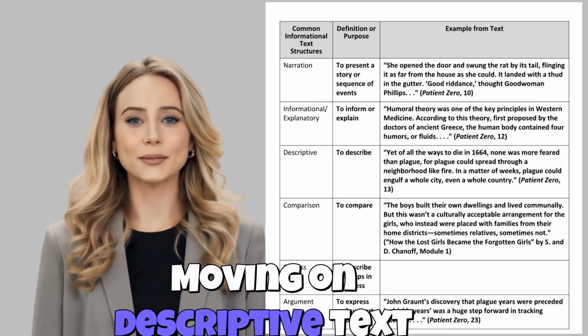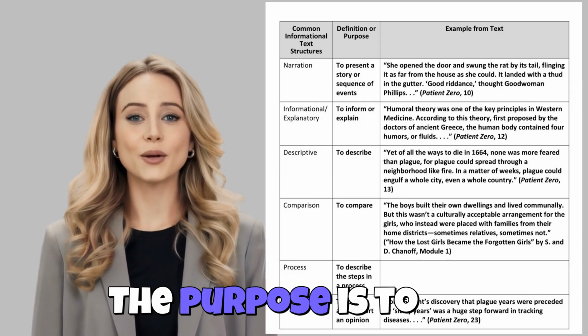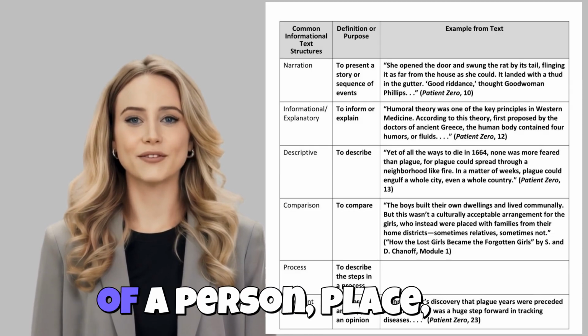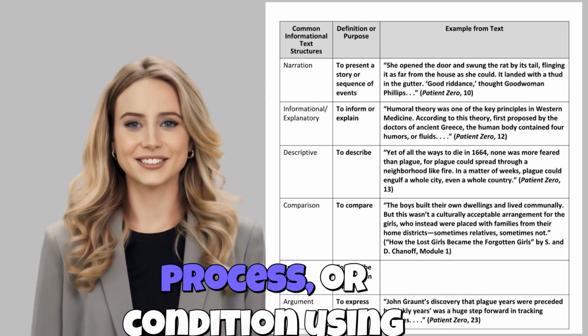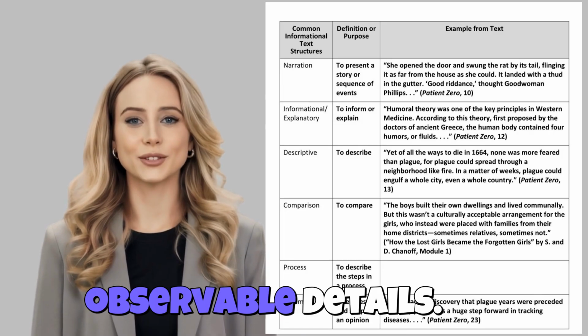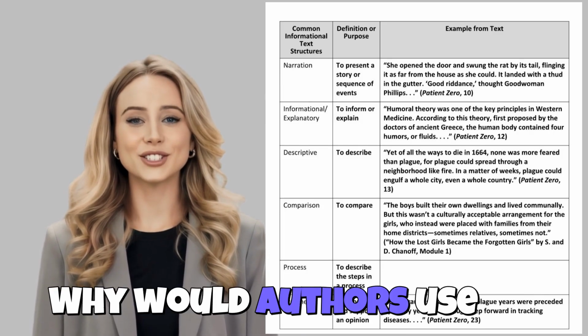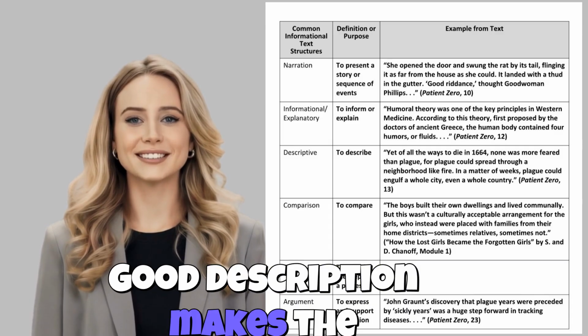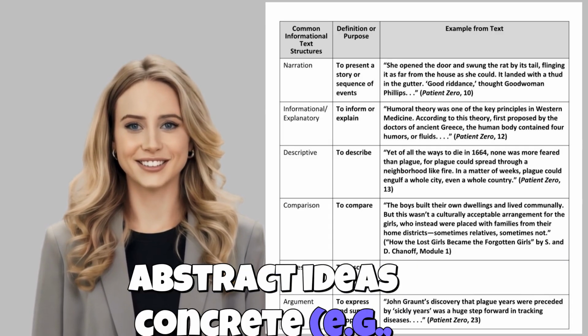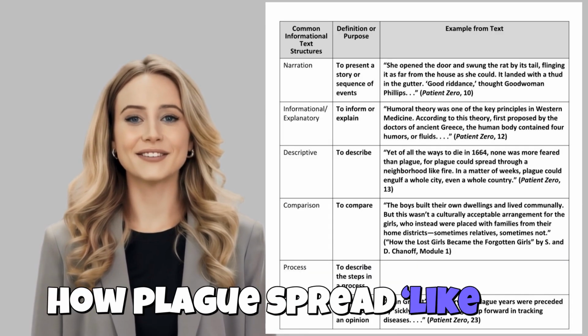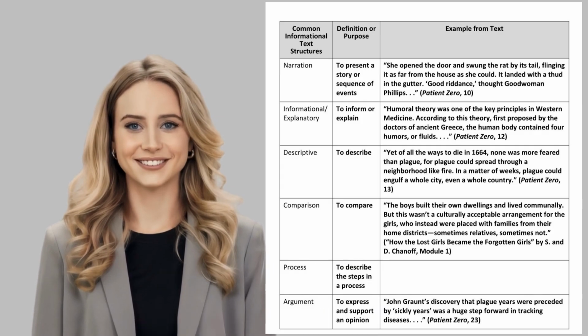Moving on, descriptive text structure. The purpose is to paint a precise picture of a person, place, process, or condition using observable details. Why would authors use it? Good description makes abstract ideas concrete, for example, how plague spread like fire across close housing.